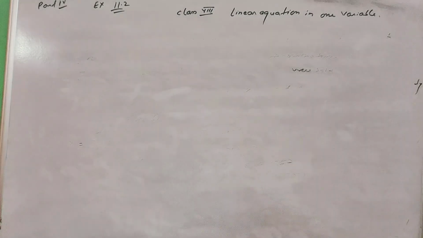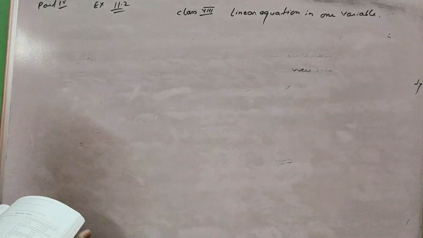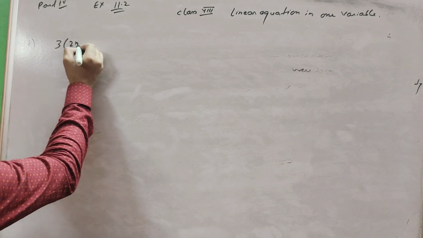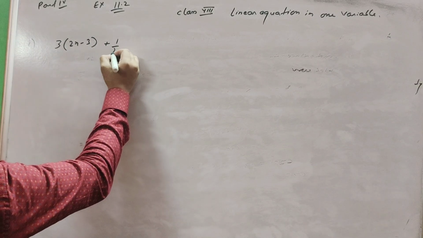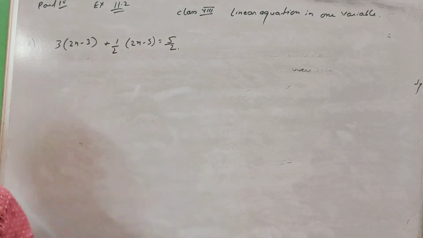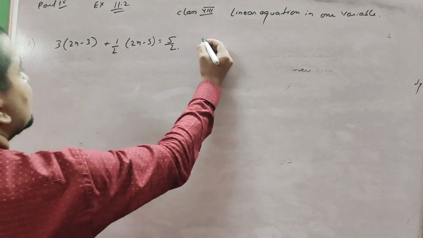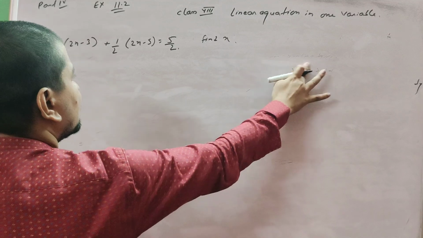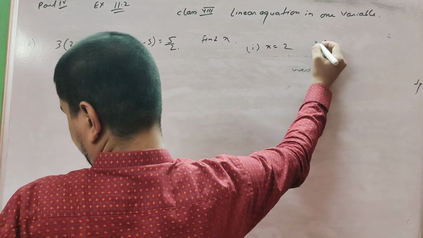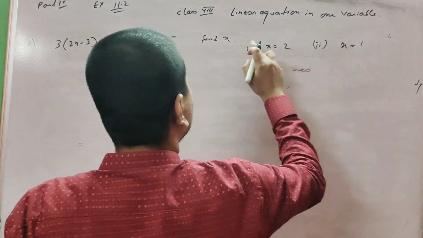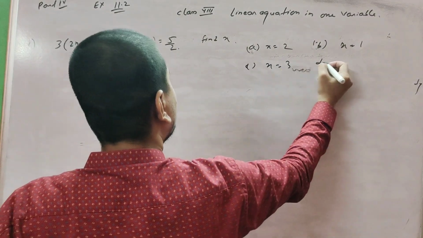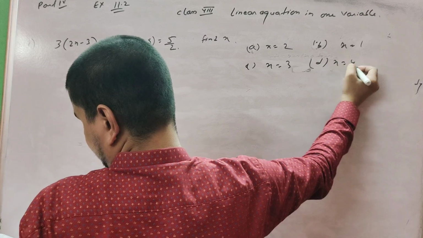Now time for review time, and again we start from question number 1 from review time. In question number 1, 2x minus 3 plus half of 2x minus 5 equals 5 by 2. So find the value of x. Four options are given. Option A, x equals 1. Option B, x equals 2. Option C, x equals 3, and option D, x equals 4.